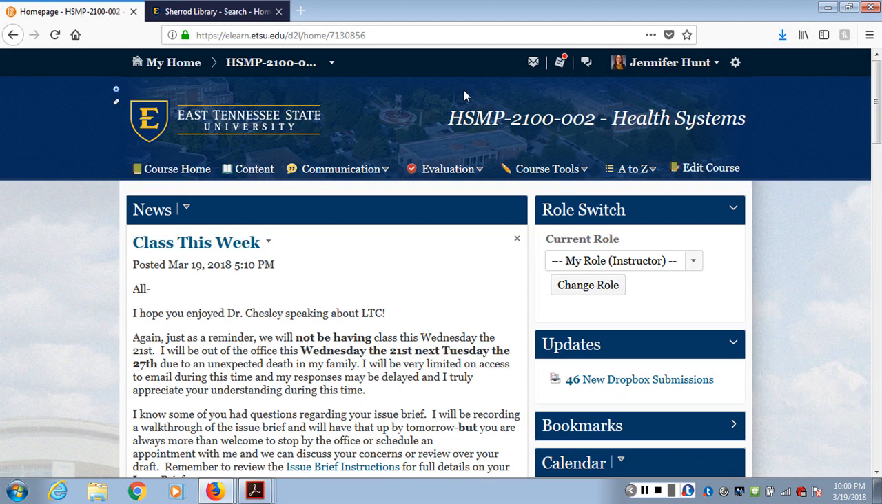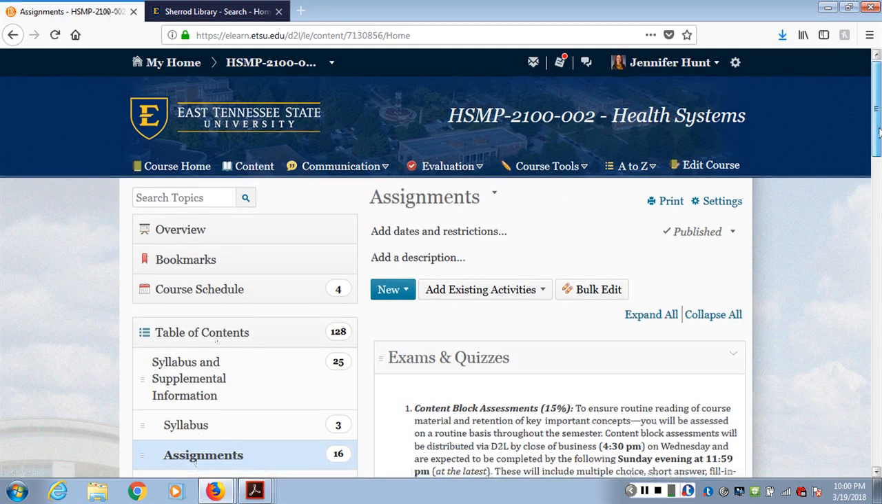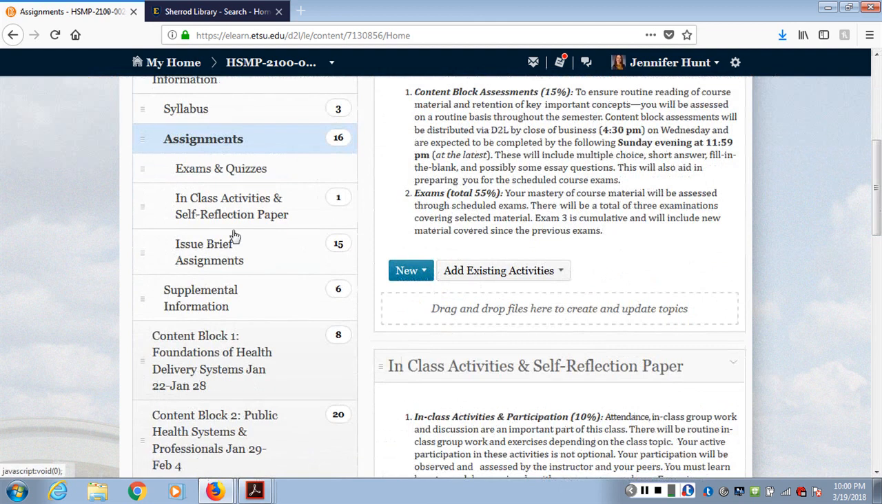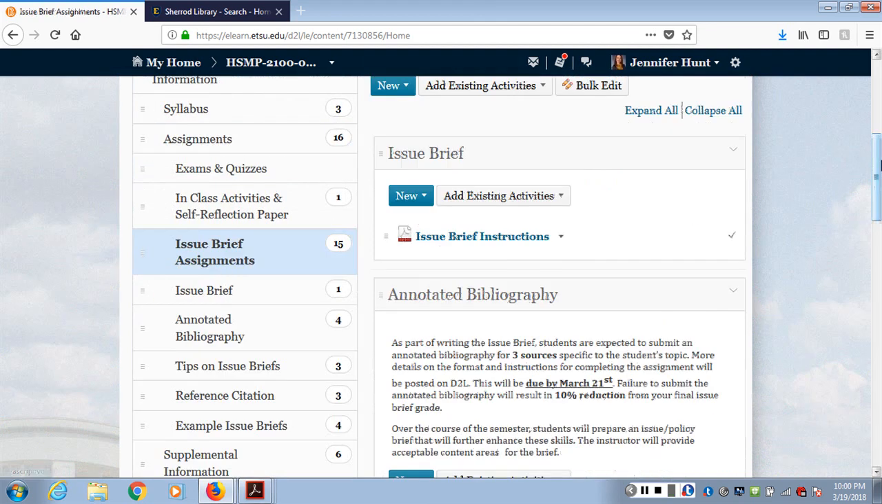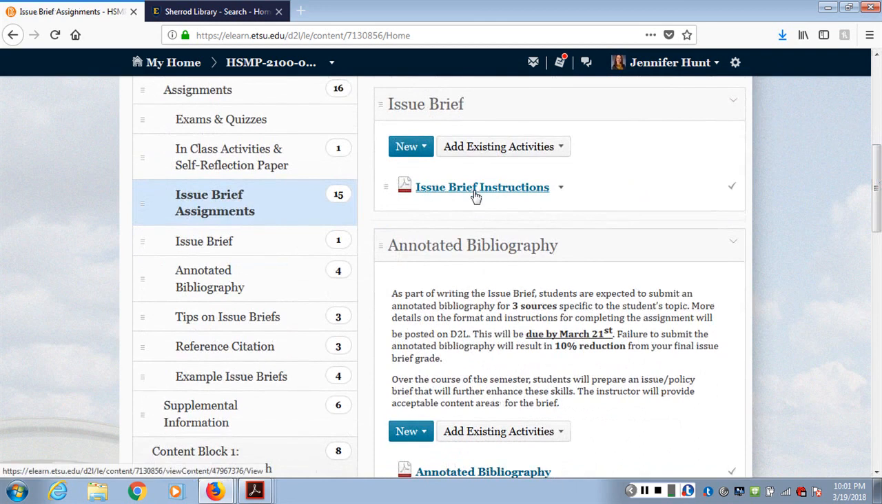I'm going to go through the details of the brief first, and then we'll look at a couple of places you can go for different points of information. If you're on the D2L side, navigate over to content and go down to assignments. You'll see a submodule in there called issue brief assignments. The first document you'll see is issue brief instructions.